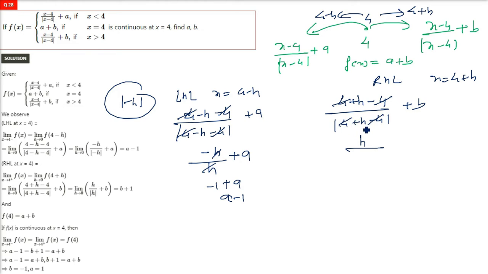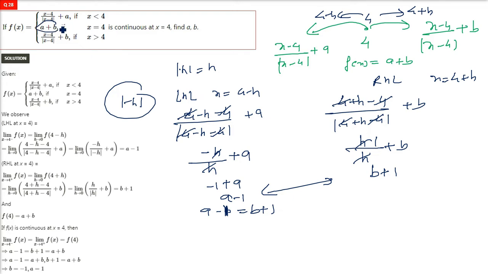Similarly, on the right hand side, 4 gets cancelled. Modulus of h or absolute value of h is directly h only. So write h here, plus b. Now I can cancel this out, b plus 1 it will be. So left hand limit and right hand limit are equal, and in turn they are equal to the value of the function at x equals 4. So a minus 1 is equal to b plus 1, and that is equal to a plus b, in order for this function to be continuous, right?